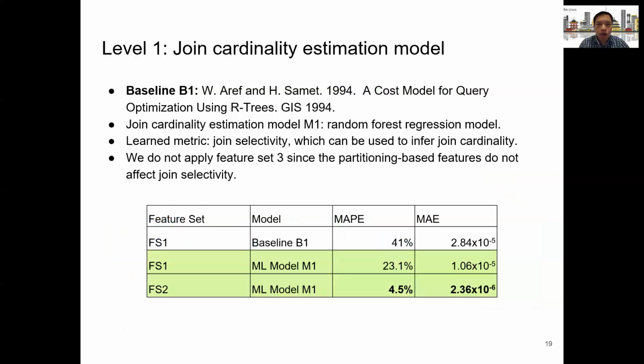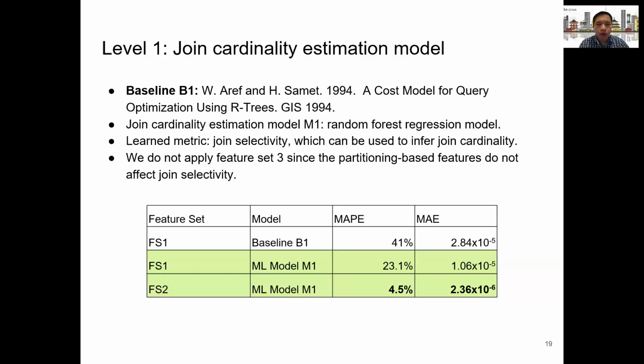In the next section, we will discuss the experimental results. First, we train and test the join cardinality estimation models. The baseline B1 comes from a paper of Walid Aref in GIS 94, which computes the spatial join cardinalities based on feature set 1. We train and test our data on about 7,000 data points on a random forest regression model M1 with feature sets 1 and 2. We don't apply feature set 3 since the partitioning-based features do not affect join cardinalities.